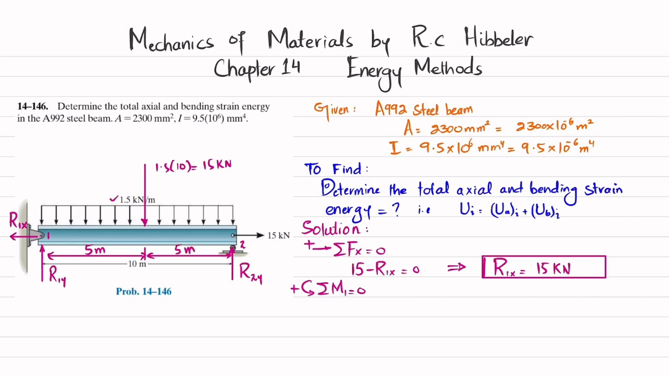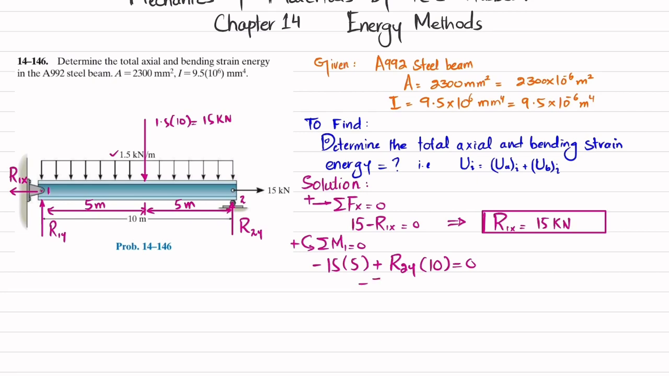Now apply this equation. About this point 1, one moment will be 15 kilonewton into perpendicular distance 5, and that is producing clockwise moment, so it will be negative. So I will write 15 into 5, and that is minus. The second moment is due to this R2y, and perpendicular distance is 10, and this is producing counterclockwise moment, so it will be positive. So I will write R2y into 10 is equal to 0. So what we will get is minus 75 plus 10 R2y is equal to 0. So from here you will get 10 R2y is equal to 75, and when you divide by 10 on both sides, you will get R2y equal to 7.5 kilonewton.